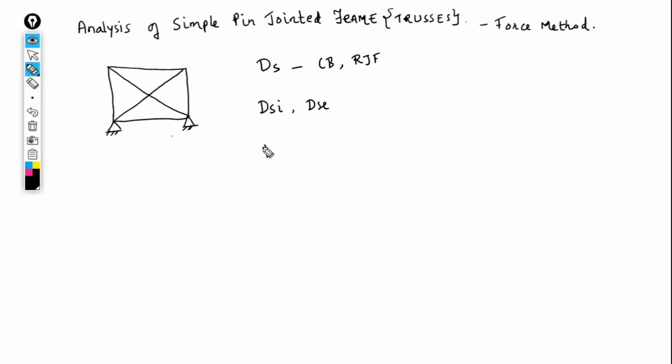The formula of internal indeterminacy we have seen; you can see my video where I have derived the formula of indeterminacy of trusses. The formula of internal indeterminacy is m minus (2j minus 3), where m is the number of members and j is the number of joints. In this particular example, the number of members is 6 and the joints are 4. This is not a joint; here the members are just crossing. So the number of joints is equal to 4. 6 minus (2 into 4 minus 3), so internal indeterminacy is 1 degree.